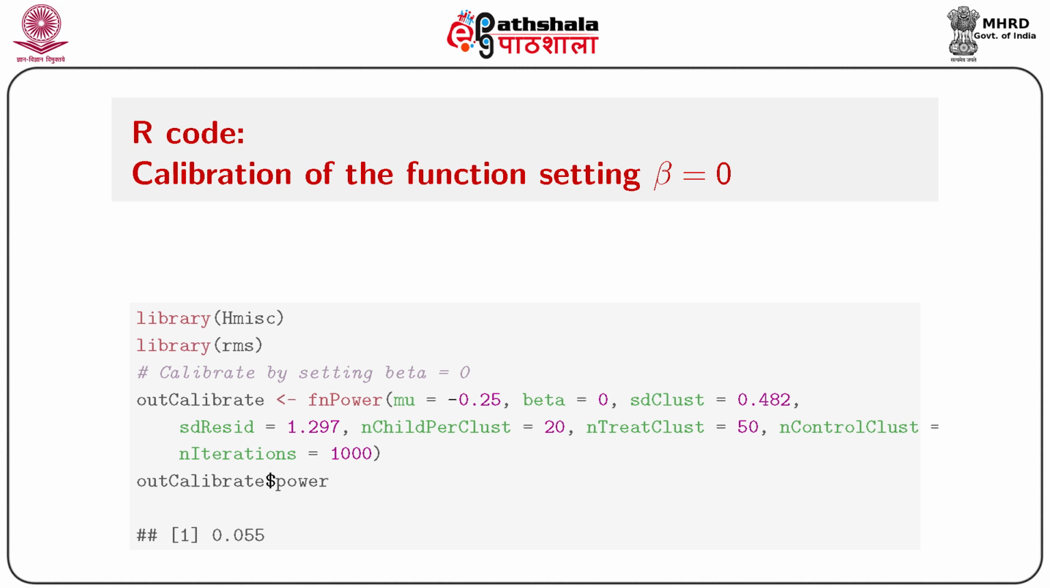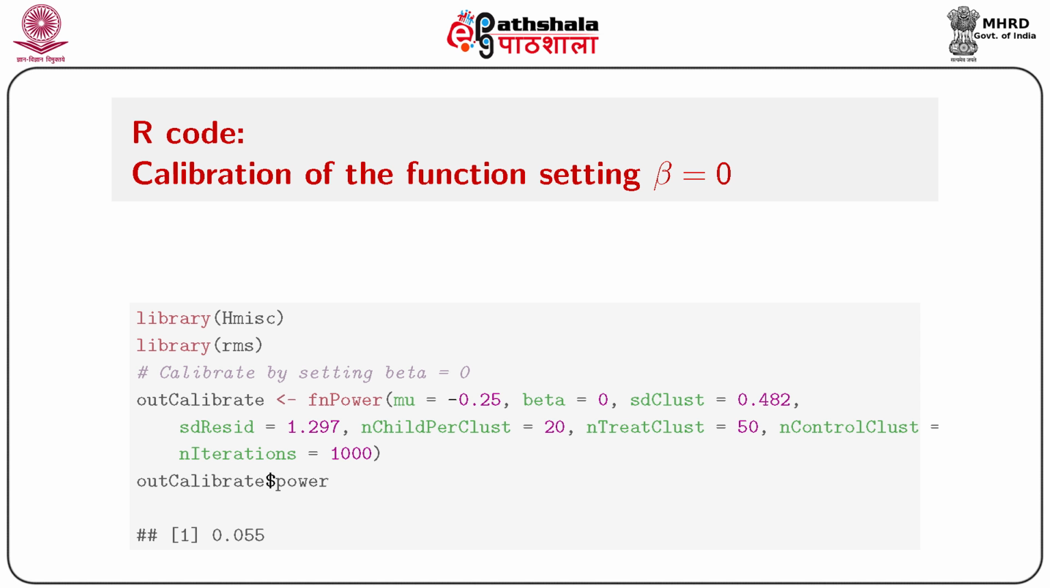Now we can call this function. You have to load the Hmisc package and the rms package library. To check the calibration of the function, we set beta equals 0 for this function and see how much power there is. This power comes to around 0.05.